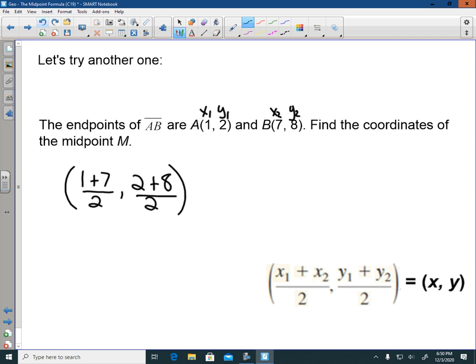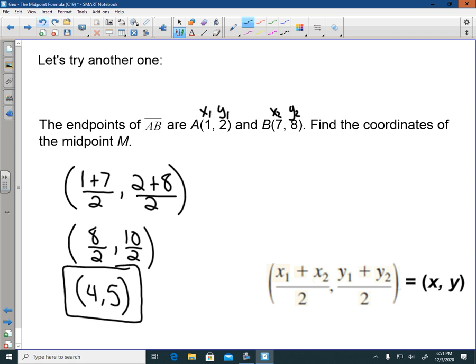Now we just need to simplify on the top, and I would encourage you to keep those parentheses because at the end you want a point, and points are going to have parentheses around them. So 1 plus 7 is 8, over 2, and 2 plus 8 is 10, over 2. Can you keep simplifying? You sure can, because 8 over 2 is 4, and 10 over 2 is 5. And now we know that the midpoint of segment AB is 4, 5. No longer do you need to eyeball these and make a good guess. You can calculate the exact midpoint of that segment.